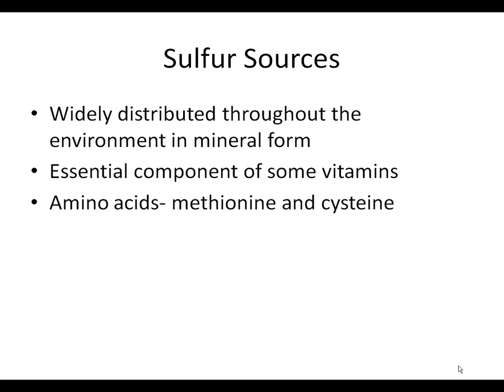Most of the sulfur sources are going to be in the environment in some sort of mineral form. These are essential components, and most of the time we are going to get them in some sort of vitamin. When we make media for bacteria to grow on, we have to add some sort of sulfur component. One way we can do this is through the amino acids methionine and cysteine. They both have sulfur within their side chains that can be broken off and used as a source of sulfur.